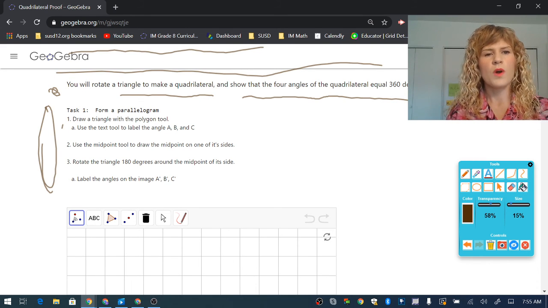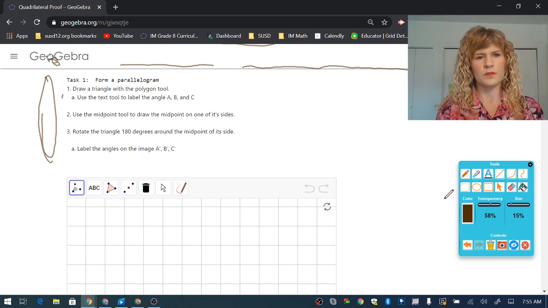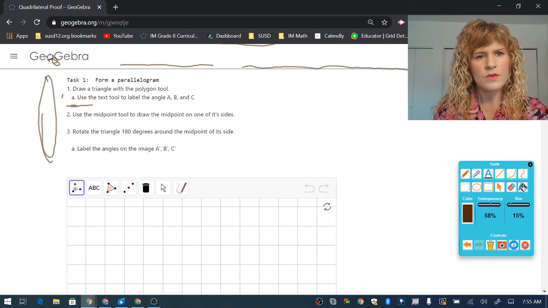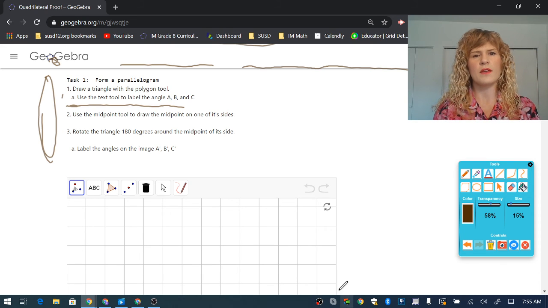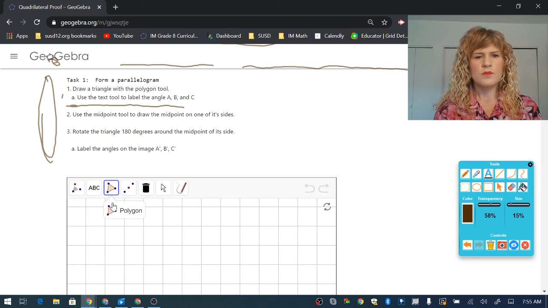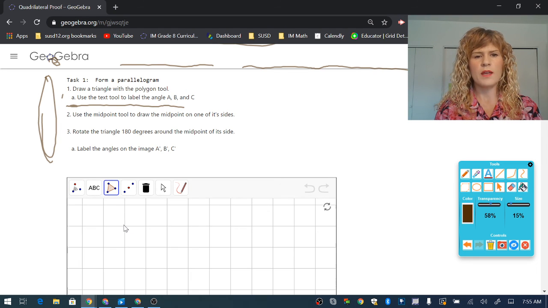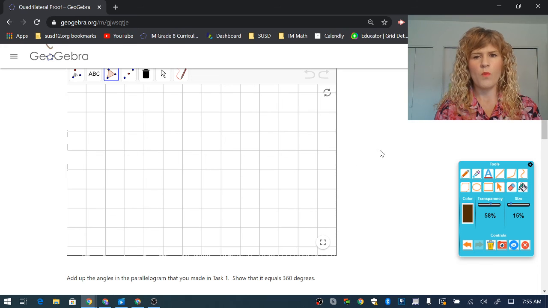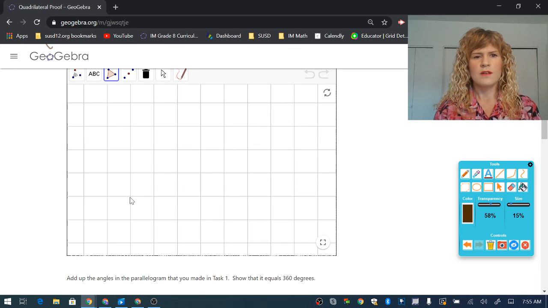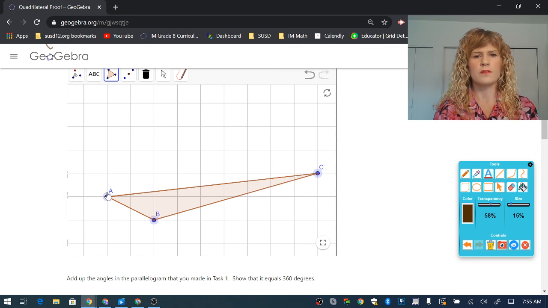Step 1. Draw a triangle with the polygon tool. Step 1A. Use the text tool to label the angles A, B, and C. Okay, I'll do that real fast. Use the polygon tool. Draw a triangle that has some wonky sides so that it'll be easy for you to distinguish the angles. So let me draw something a little crazy. How about, okay, that's pretty crazy. I can definitely tell the three angles apart.